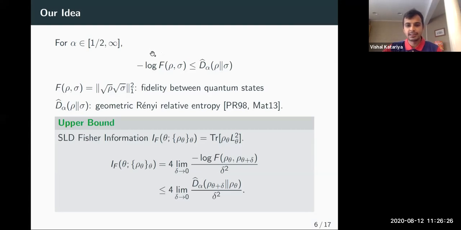So using this bound, we're able to get upper bounds on this SLD Fisher information. In itself, this might not be impressive at all, but what we show is that this upper bound is basically the RLD Fisher information itself, and this connection enabled us to perform many of the technical steps that we needed to prove the theorems we proved.